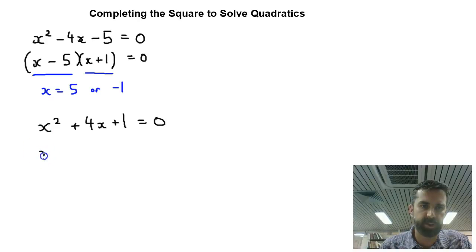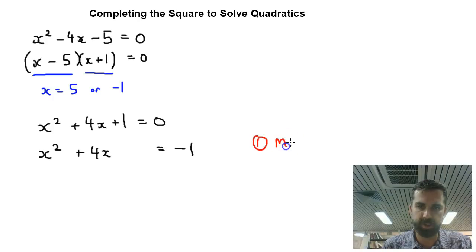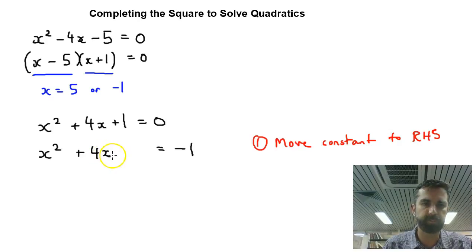So first of all, I'm going to go x squared plus 4x equals, and I'm going to move the 1 to the other side. So that's going to become a negative 1 because I have to subtract 1 to get it to the other side. So the first step is to move the constant to the right hand side, and I've got all of the x values on the left hand side. Okay, what am I going to do next? Well, I'm going to do something very similar to what we did with the circle.